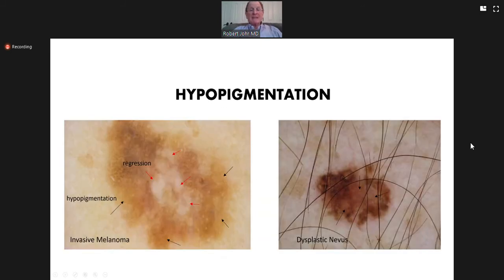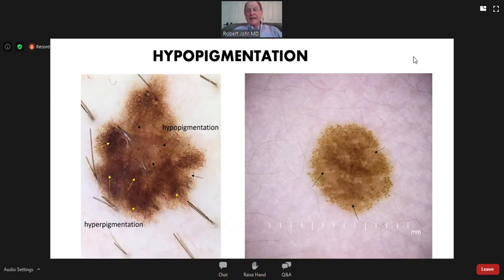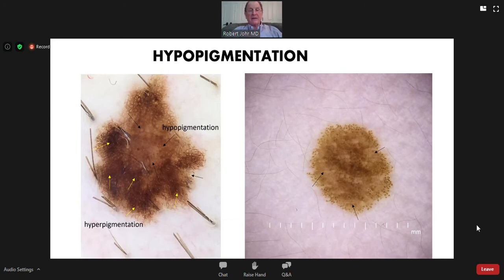So hypopigmentation is never bony white, it's never milky white. And the way you might tell the difference between white here, regression, and hypopigmentation is that you never see gray color with hypopigmentation. It's just a light tan color, and it's never bony white or milky white. So here's regression structure and hypopigmentation. Light tan color. And here's an example of hyperpigmentation and hypopigmentation, just a light tan color. And here we have hypopigmentation. And multifocal hypopigmentation is commonly seen in dysplastic nevi.